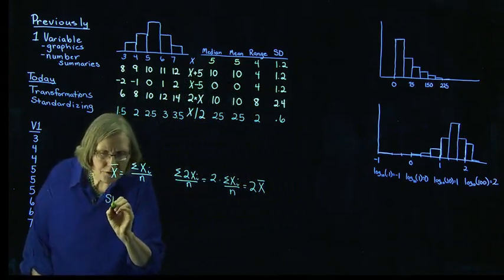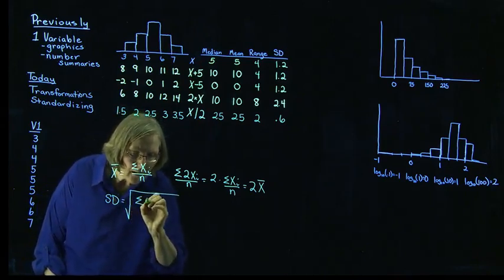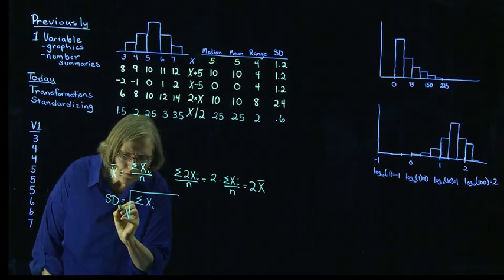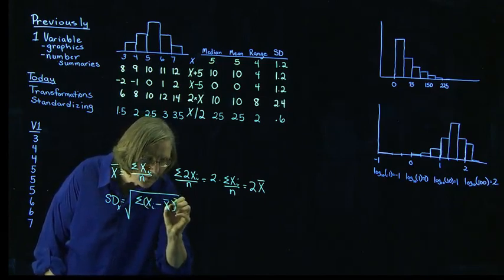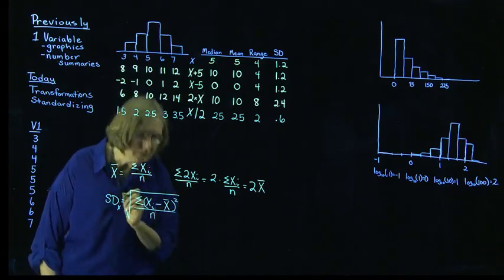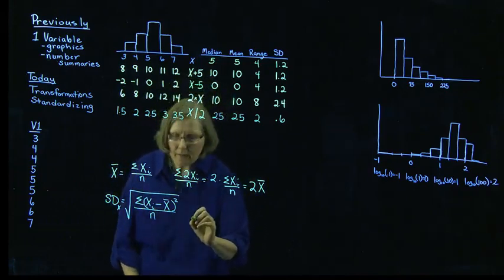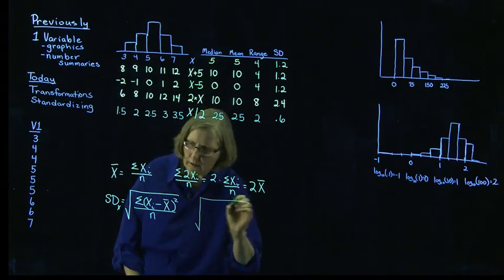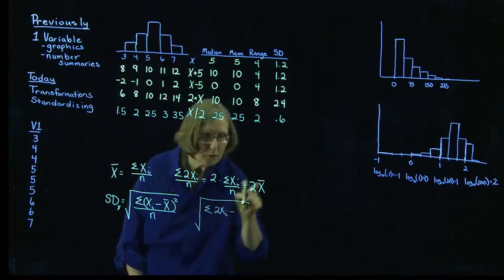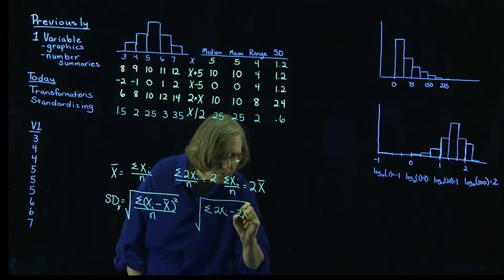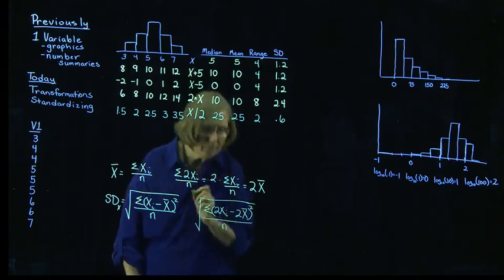Remember, for the standard deviation, we said that it was the square root of the summation of each observation minus its mean, squared, divided by the number of observations. Okay. Now what happens when we multiply by the constant 2? Now the standard deviation is going to be the summation of 2 times each of the observations minus, remember, our mean doubled, and then we divide again by the sample size.